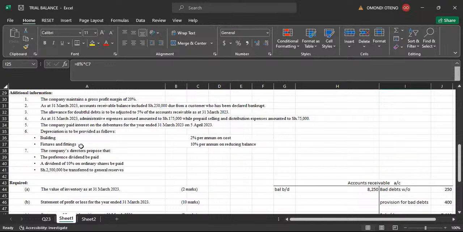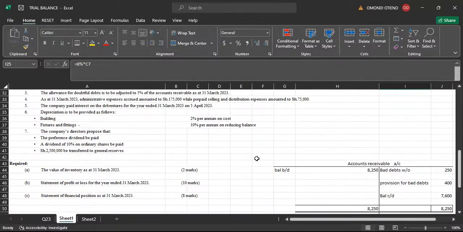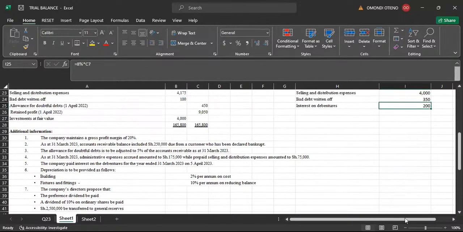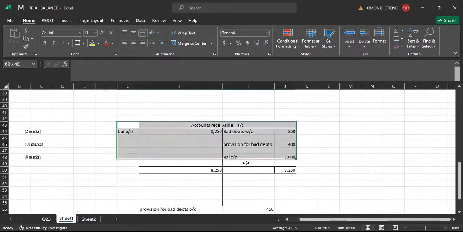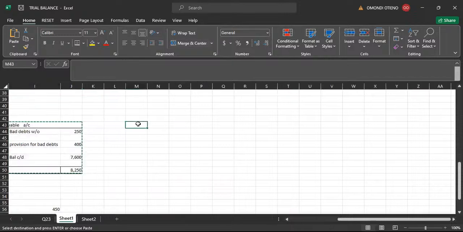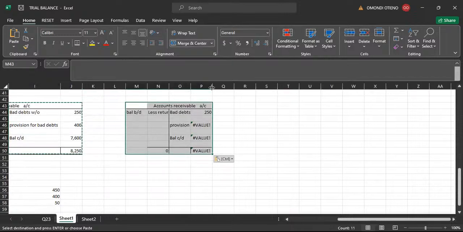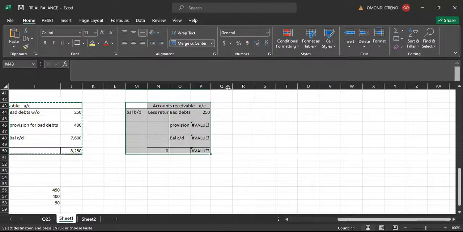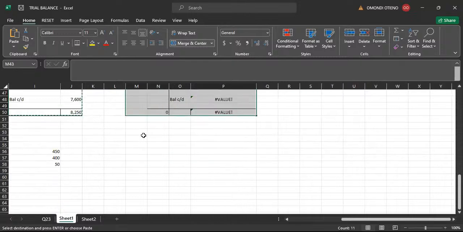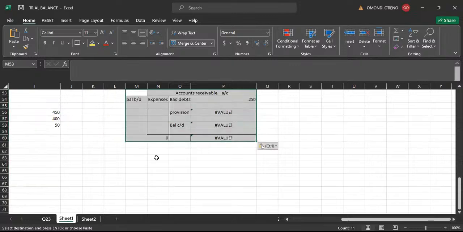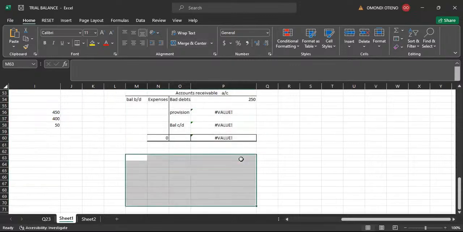The depreciation, one is on reducing balance, another one is on cost. So those who were here yesterday are also able to see how we deal with the depreciation. So let me just pick this one here. It will be our reference point. I come here. I have all of them. Let me just bring all of them down here.